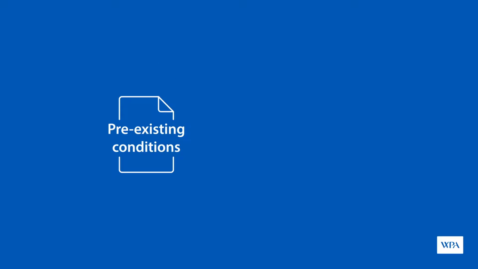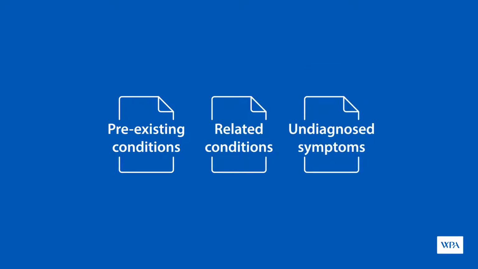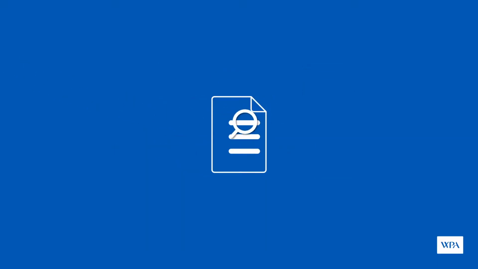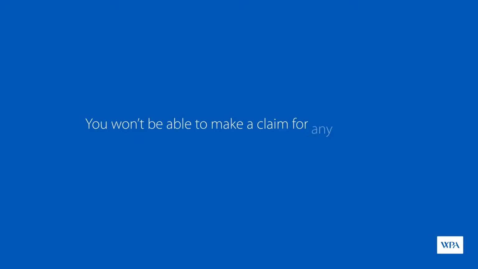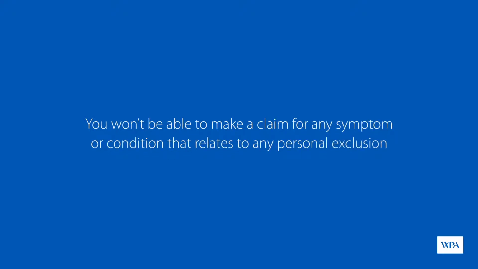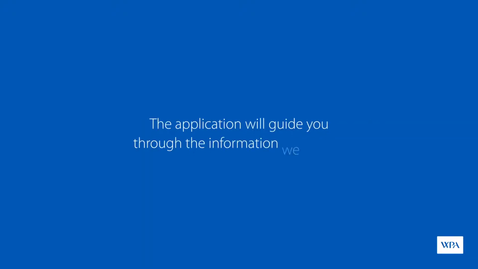Pre-existing conditions, related conditions, and undiagnosed symptoms will all be considered when we review an application, and personal exclusions may be applied if appropriate. These exclusions are specific terms that we may apply based on either your lifestyle, your medical history, or your family's medical history, and will appear on your certificate of registration. When you are on cover with WPA, you won't be able to make a claim for any symptom or condition that relates to any personal exclusion. The application will guide you through the information we require.